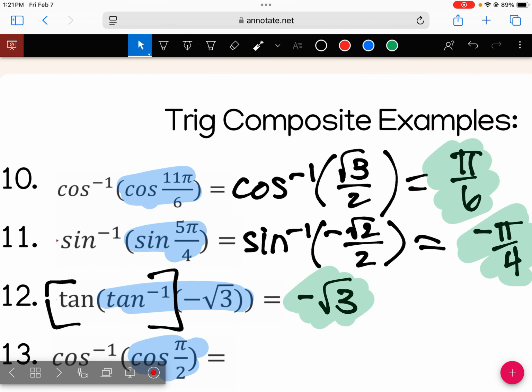But up here we couldn't do that because why? Because 11 pi 6 wasn't in the range and 5 pi 4 wasn't in the range. So you have to do a little bit of work there to get it back into the range that you need it to be. Yeah, Ozma.